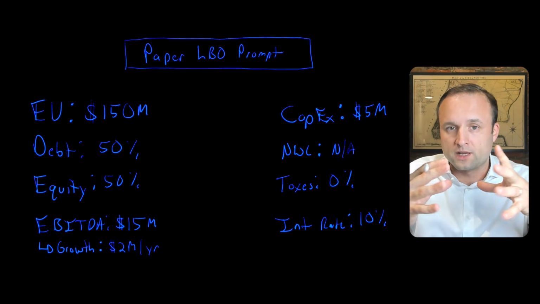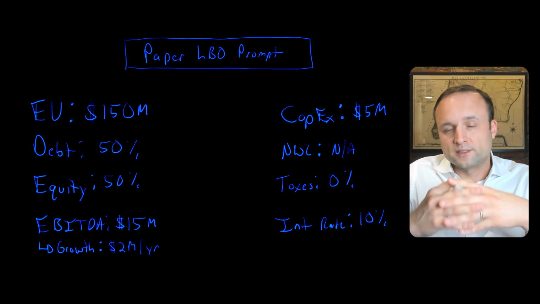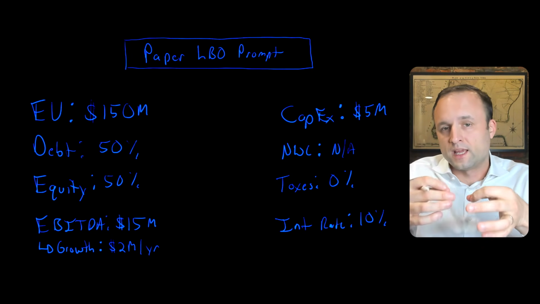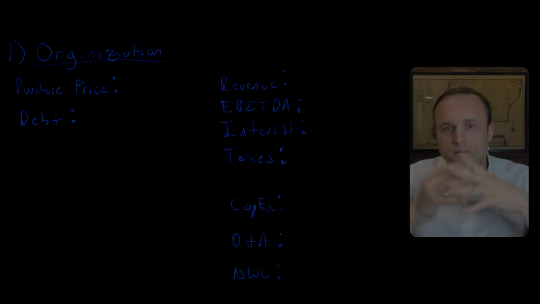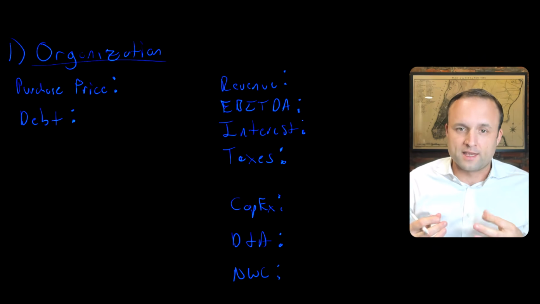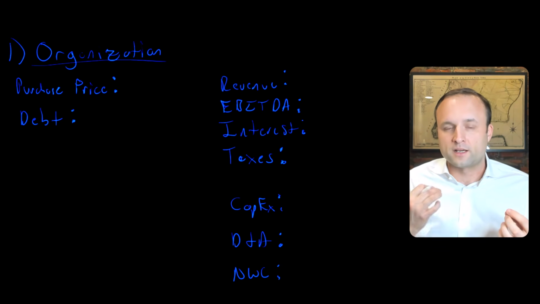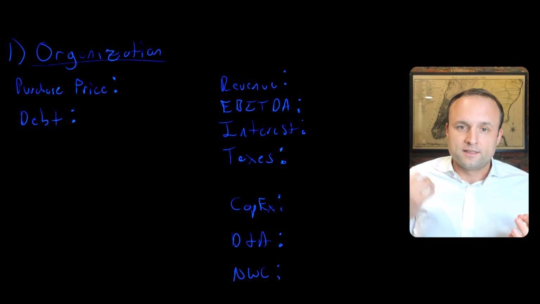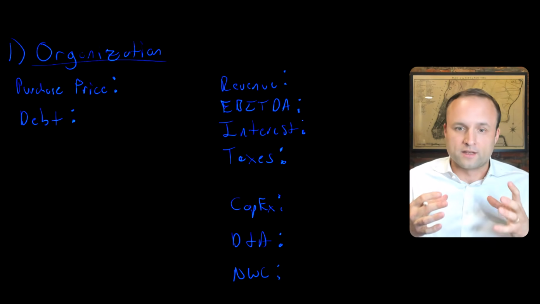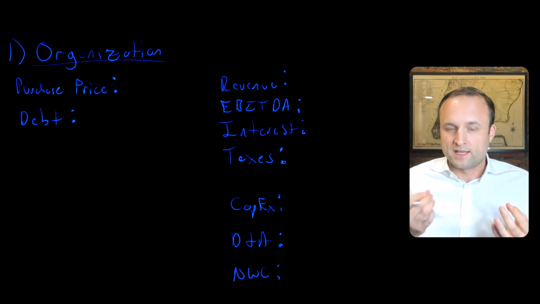What we're going to walk through here is a few steps that you always need to walk through for any given paper LBO, but as I'll show you, there's a bunch of shortcuts that can make this relatively easy. Now, the first thing to tackle when you get into a paper LBO is just organizing your information, and the admittedly silly mnemonic that we use here is PD, REIT, CDN. So purchase price, debt, revenue, EBITDA, interest and taxes, and then CapEx, D&A, and net working capital. The reason we use that is to make sure that we have all the major pieces that we need for any given paper LBO.